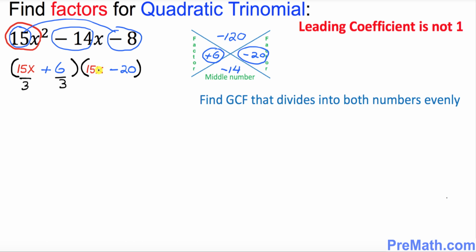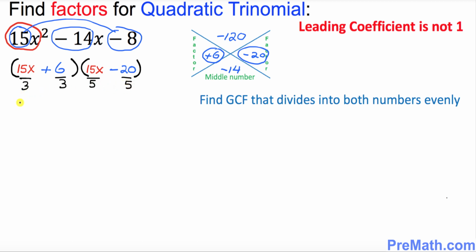Look at now this second parentheses. We have the numbers 15 and 20. I want you to find the GCF for these two numbers. The GCF means the largest number that divides into both of them at the same time, and that's going to be obviously 5. I want you to divide both these numbers by 5.